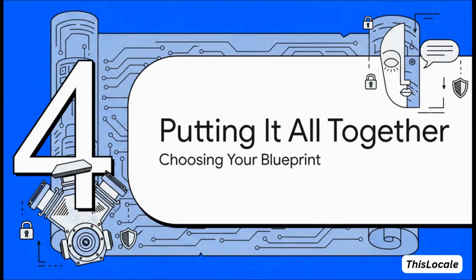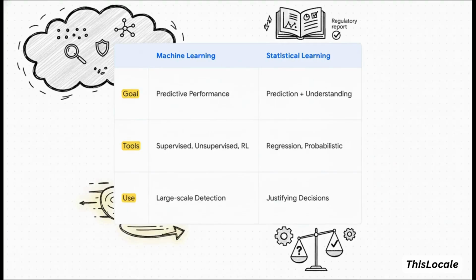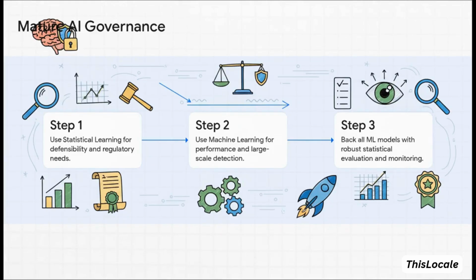So, how do you choose the right blueprint for the security job you're trying to do? This table just lays out that fundamental trade-off perfectly. If your main goal is raw predictive power, say for sifting through millions of events to find threats, you're probably going to lean towards the machine learning engine. But if your goal is to justify every single decision for a risk report, well, that's a job for the statistical learning interpreter. But here's the secret. A really mature security program doesn't just pick one. It uses both, strategically. Use the right tool for the right risk. Use the interpreter where defensibility is king, and use the engine where you need massive scale. But you always use statistical methods to check the engine's work.